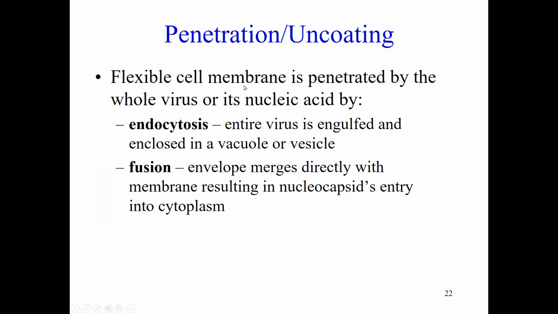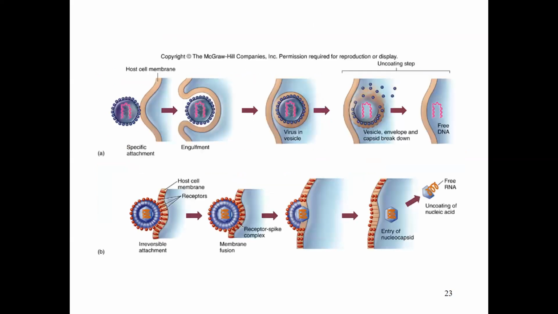When it comes to penetration, we see kind of two different ways that viruses can penetrate. Endocytosis, where it's engulfed and taken in via a vesicle or a vacuole, or fusion, where the envelope of the virus actually merges directly with the membrane, resulting in the nucleocapsid's entry. It's actually pushed into the cytoplasm because it's membrane fused. You can see either or, it depends on the structure of said virus and this host cell. So this would be endocytosis, versus actual host cell membrane binding and then it being engulfed and taken into the membrane itself and released.